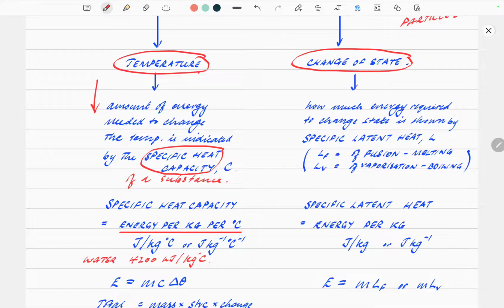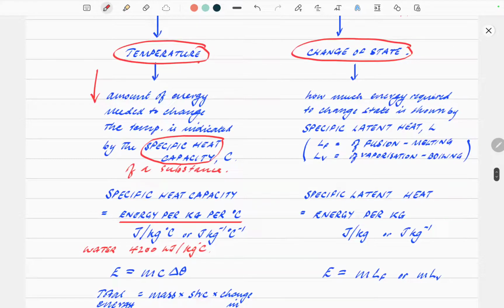Right. On the other side, before I move on to the equations, similarly, there's a measure of how much energy is required to change state, from either solid to liquid or liquid to gas. It's called the specific latent heat, and the symbol is L. There are two. There's L_F, which is fusion, so when it's melting, and L_V, subscript V, which is vaporization, boiling. So that's two words that you need to know.